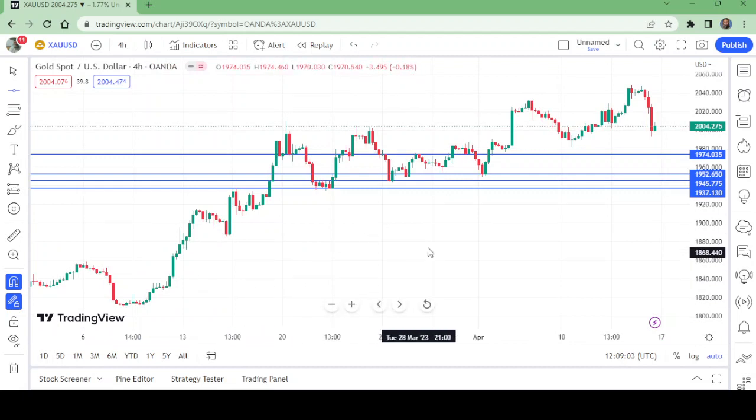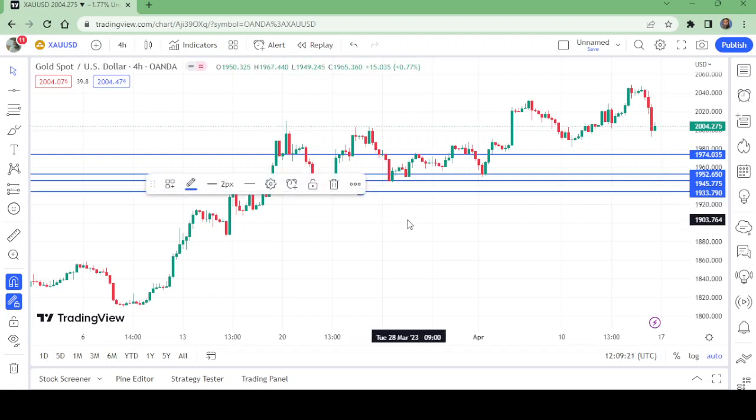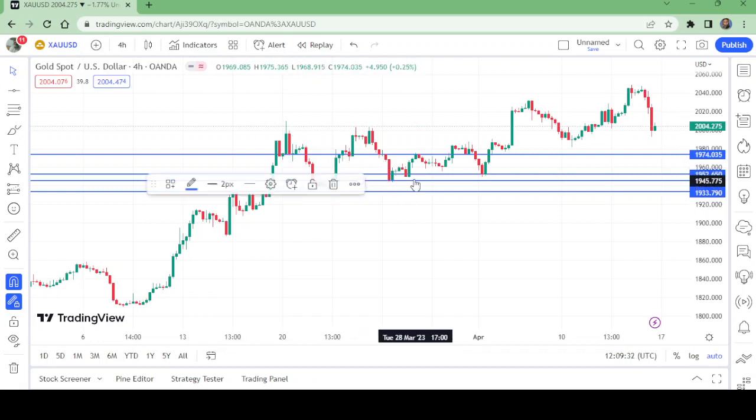First, gold retested this level at 1937. Actually, I think it is here, a bit lower, something here, 90. This level was retested first. Then after going upward to here, it came to retest this level. Why do these retests happen?